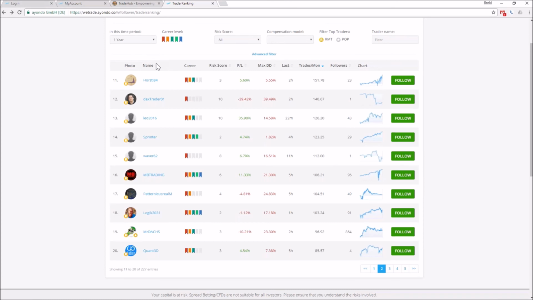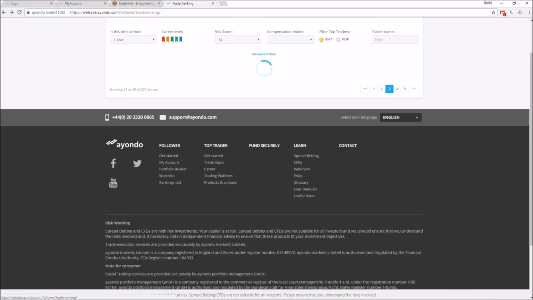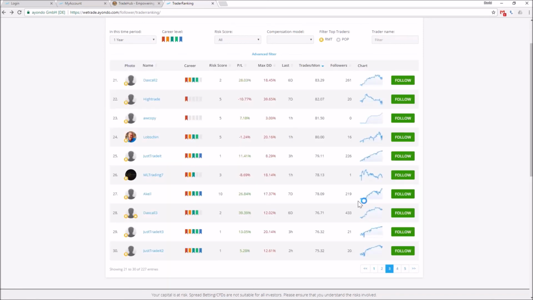And I think once you start looking at these trader rankings, if you're watching this and you don't have an account, I don't think you need an account to take a look at this. You can maybe have a look on the Ayondo website and scroll through some of these traders, but you do tend to see the same names coming up time and time again.